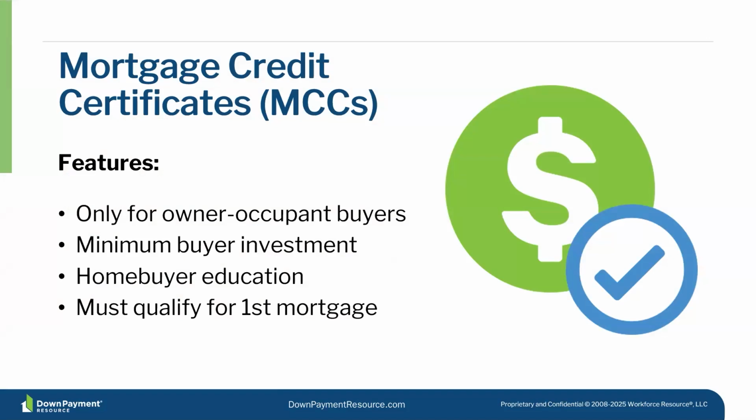This type of DPA, what it does is it offers a federal income tax credit of up to $2,000 per year. Eligible buyers do have to qualify for an MCC prior to closing. They cannot add it on after they've closed. But the cool thing is when they are able to use these, they get to use it every year for the life of their mortgage. So 5 years, 10 years, 15, 20 years down the road, right?